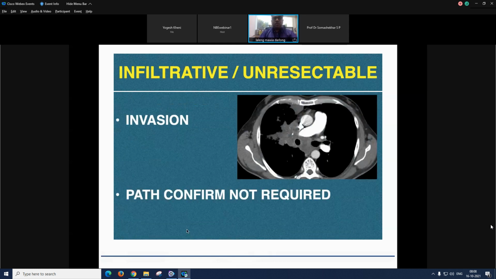These are bulky nodes. And again, just the look of it says, okay, I am not resectable. It's basically infiltrated the whole area. You have basically no margin to work. So in such cases, these are the ones which do not require any pathological confirmation.